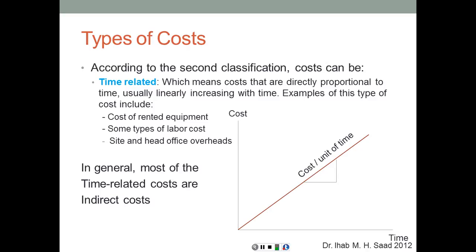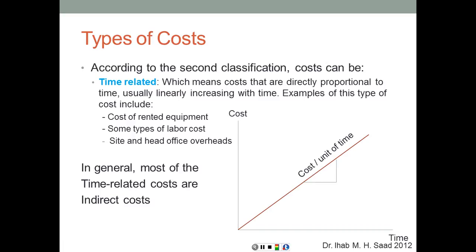As we just defined, the salary of the project manager, for example, is time related, because regardless of the amount of achievement every month, the project manager is going to get their salary, and it depends on the duration of the project. So in general, most of the time related costs are going to be considered as indirect costs. Again, to tie the two classifications, the once-only and the time-related costs are going to be considered indirect costs, and the slope of this line is going to represent cost per unit of time. So cost per hour, cost per month, something of that sort.